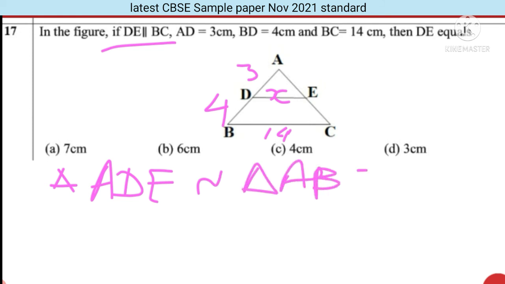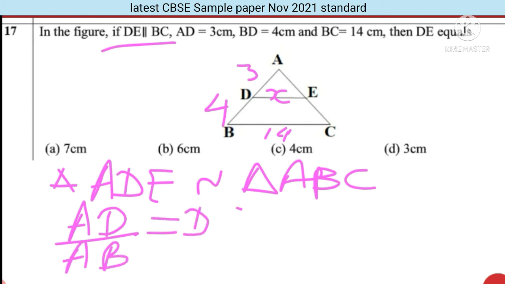Now, for MCQ, we may not have to do it. I am just telling you to make you understand. So, in this case, I have the ratio 3:1. AD upon AB, mind it, please don't make it AD upon DB, is equal to DE upon BC. Now I just have to put the values and I am done.